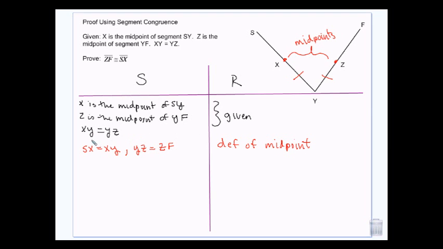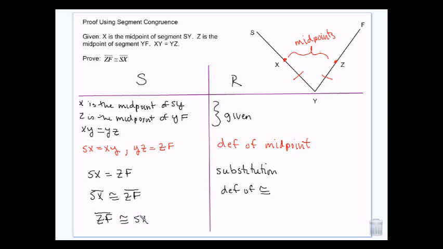Now I already knew that XY and YZ are equal. So I can replace them, right? So XY is equal to SX and YZ is equal to ZF, and they're equal to each other, so I can take the SX and replace the XY, and I can take the ZF and replace the YZ because they're equal. And that's just substitution. And because they're equal, they're congruent. And I wanted ZF in front, so I can move them because of symmetric property.